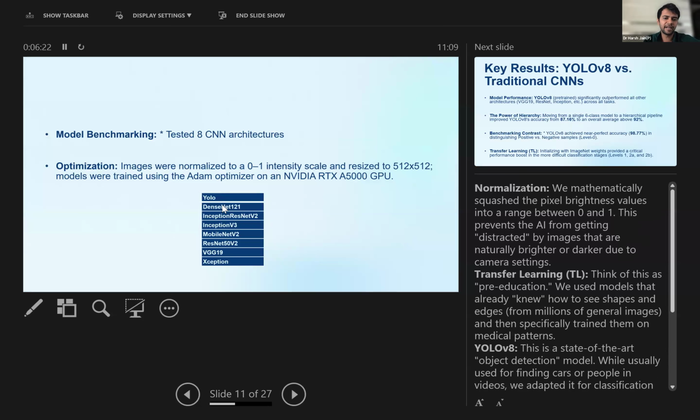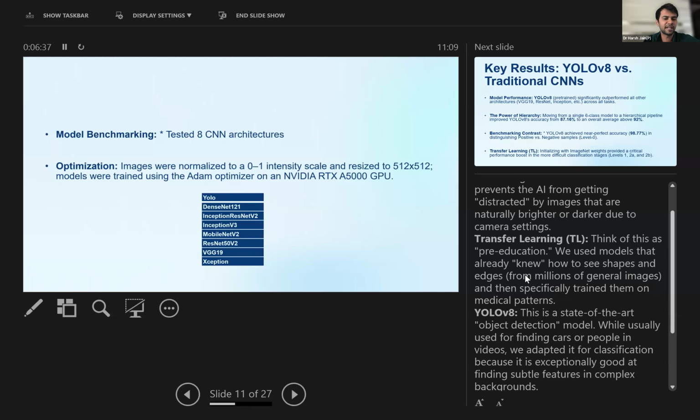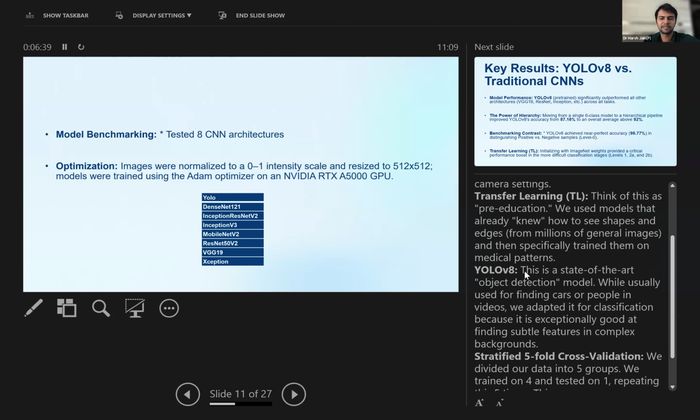So we tested 8 models which are available online. We tested a baseline model and a pre-trained model also. What do you mean by pre-trained? Pre-trained means transfer learning. Think of this as a pre-education. We used models that already knew how to see shapes and edges from millions of images and then specifically trained them on medical patterns.